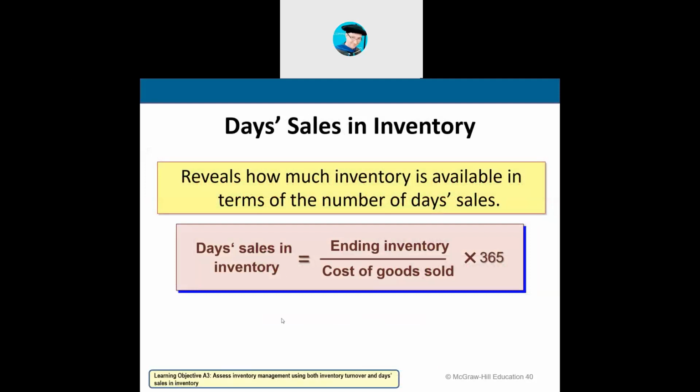Another ratio that we use is called the days sales in inventory. This shows us how long we have inventory available for sale. Okay, how long is it sitting in our inventory? Obviously, the longer that it's in inventory is not good. That means we're not selling it quick enough. So to calculate that, we take our ending inventory divided by cost of goods sold, and we multiply by 365 days.